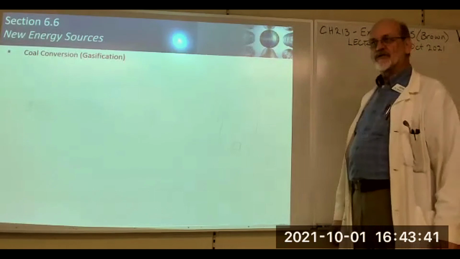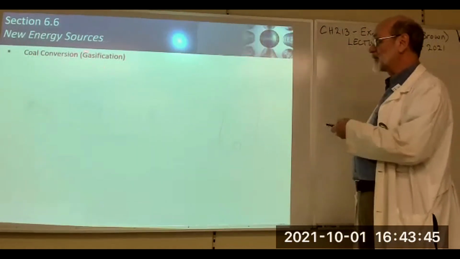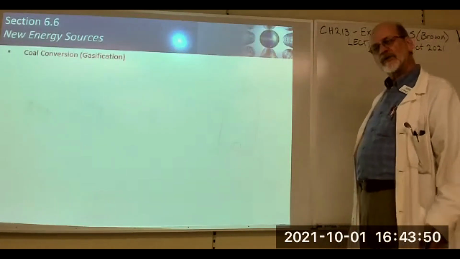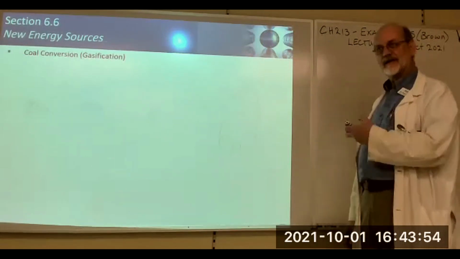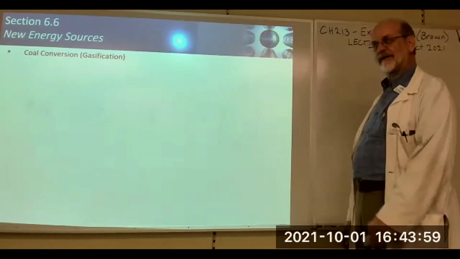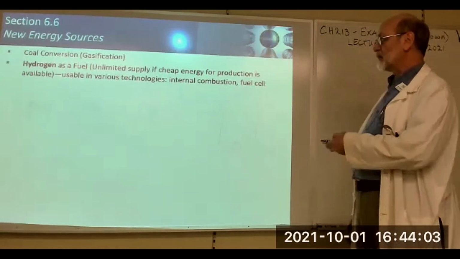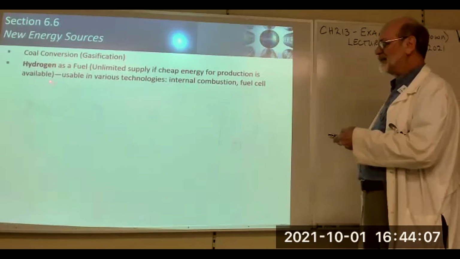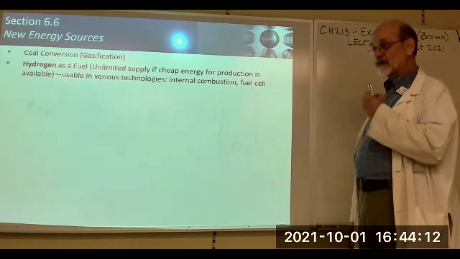So, new energy sources. I think this is about the last slide. Coal conversion, making gas out of it, right? Takes a lot of the pollutants out. But when you do that, you have to extract that stuff, like the ash and the carbon. You've got to do something with it. So that's really not a solution. Hydrogen, well, it's not the holy grail, but it's next to the holy grail. Hydrogen as a fuel, because you can run it through a fuel cell and produce electricity directly.